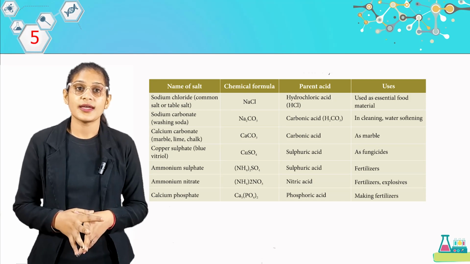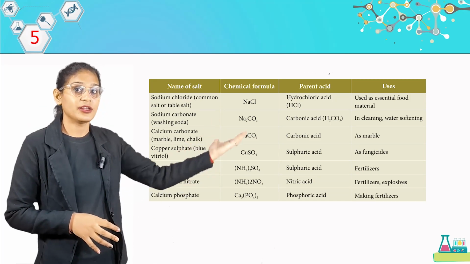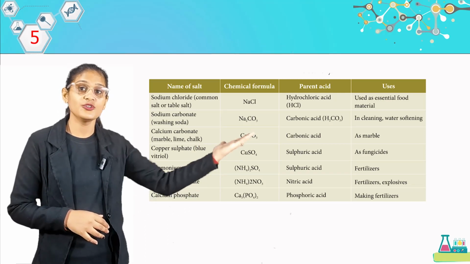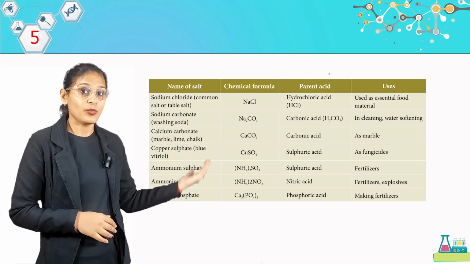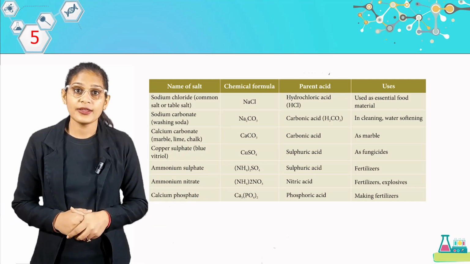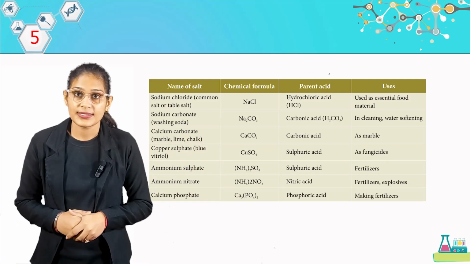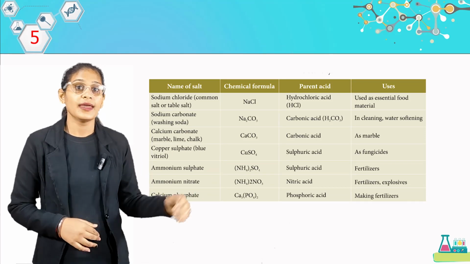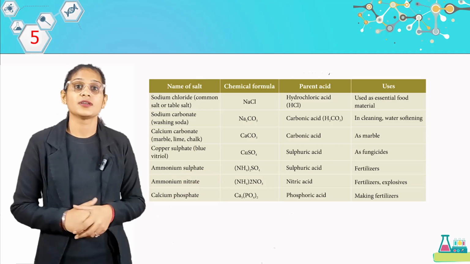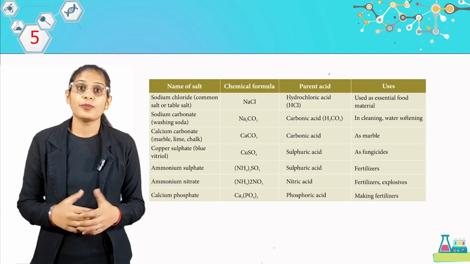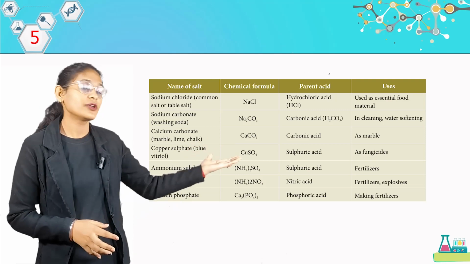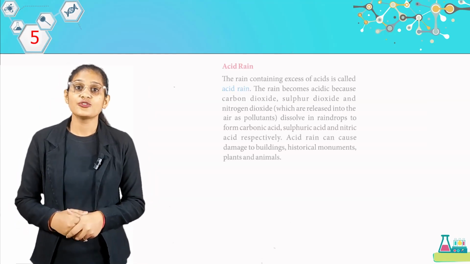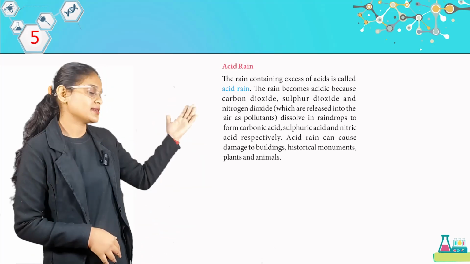Uses as fungicides. Ammonium sulfate, chemical formula (NH4)2SO4, parent acid sulfuric acid. Uses: fertilizers. Ammonium nitrate, chemical formula NH4NO3, parent acid nitric acid. Uses: fertilizers, explosives. Now we have calcium phosphate. Chemical formula Ca3(PO4)2, parent acid phosphoric acid. Uses making fertilizers. Now students, we are going to read about acid rain.